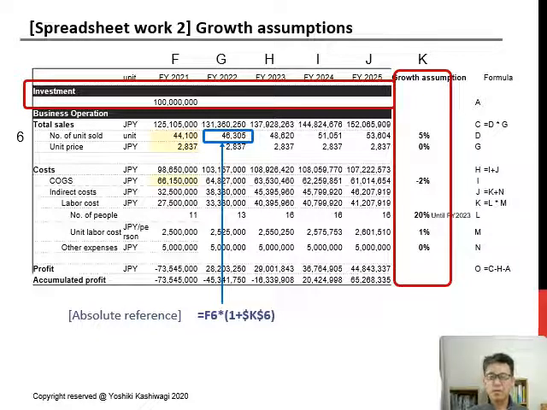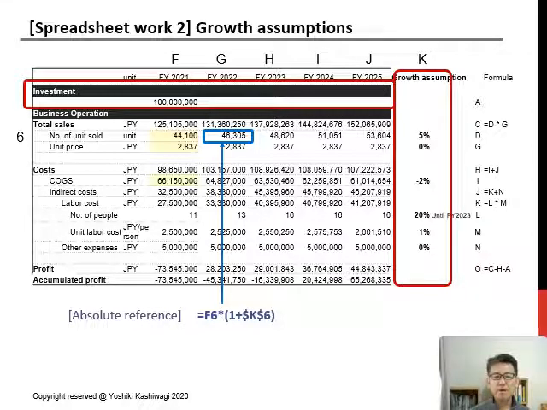And close the bracket. What does it mean by 1 plus K6? Let's forget about the dollar marks now. 1 plus K6 means 1.05. So you have to multiply 105% with the previous number, 44,100. Don't use just 5%. If you do so, you get just 5% of the number of units sold in year 2. You have to multiply 105% rather than 5%. That's why you have to add 1.